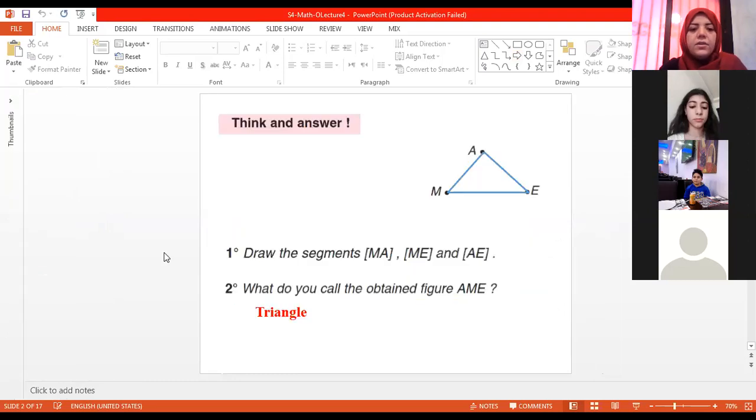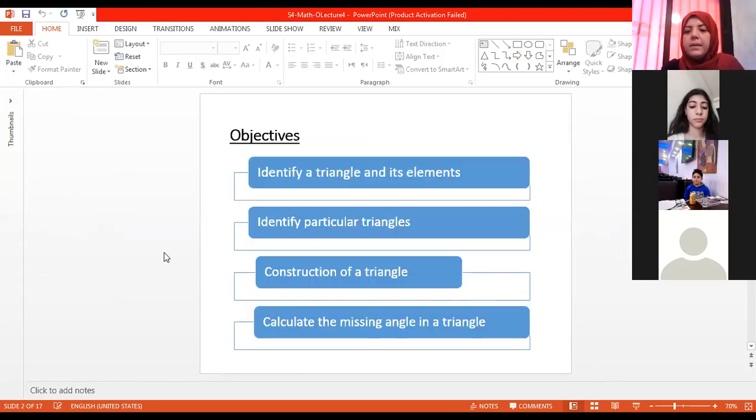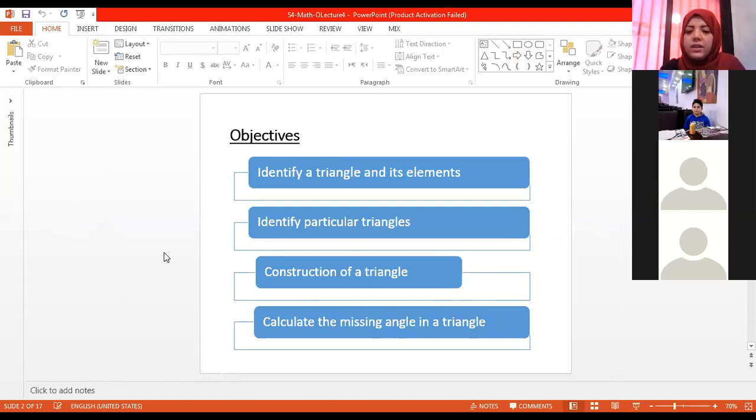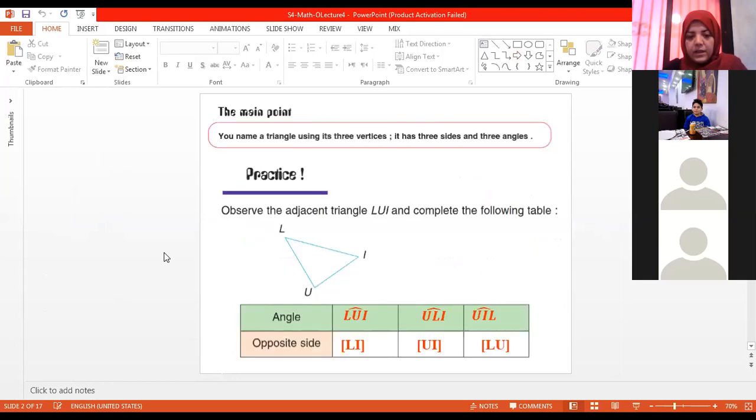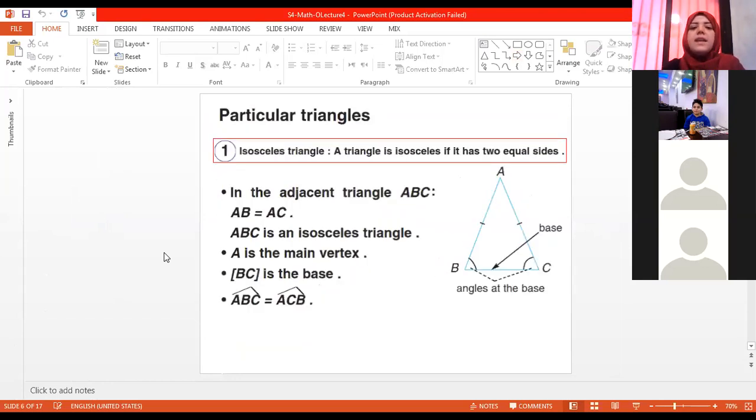Okay, so as I told you, the main objectives are to identify a triangle and its elements, to identify particular triangles, how do we construct a triangle, and how do we find a missing angle in a triangle, okay? First of all, this is the isosceles triangle, and I told you in an isosceles triangle it's very important to identify that we have two equal sides, two equal angles, and one main vertex.